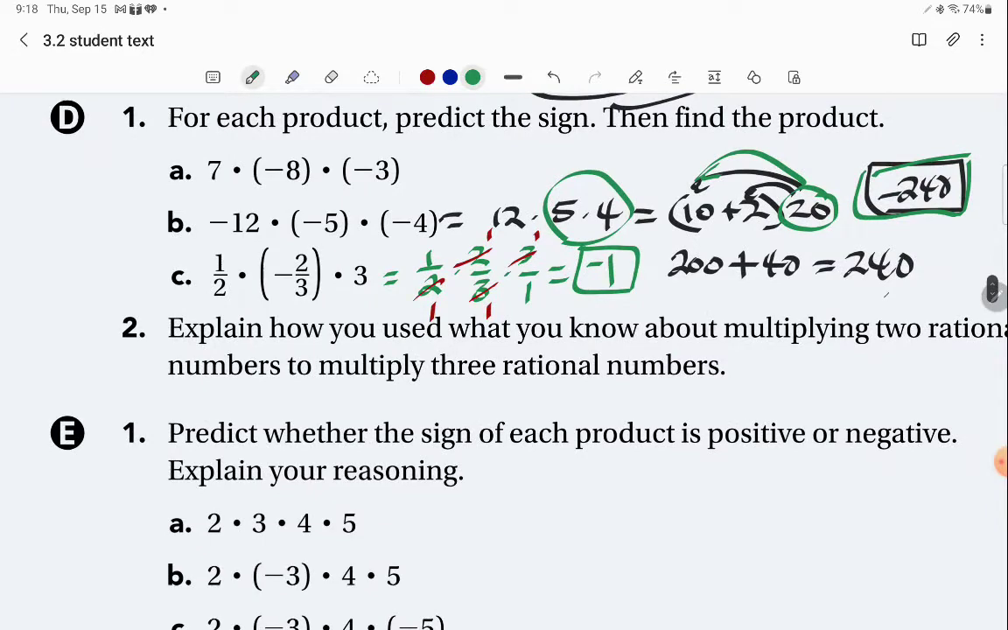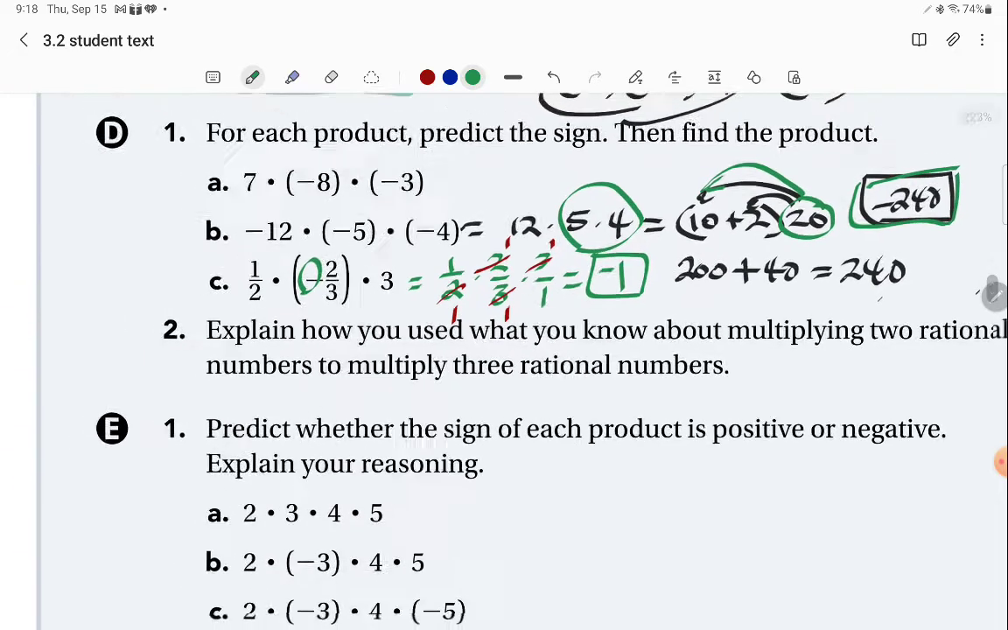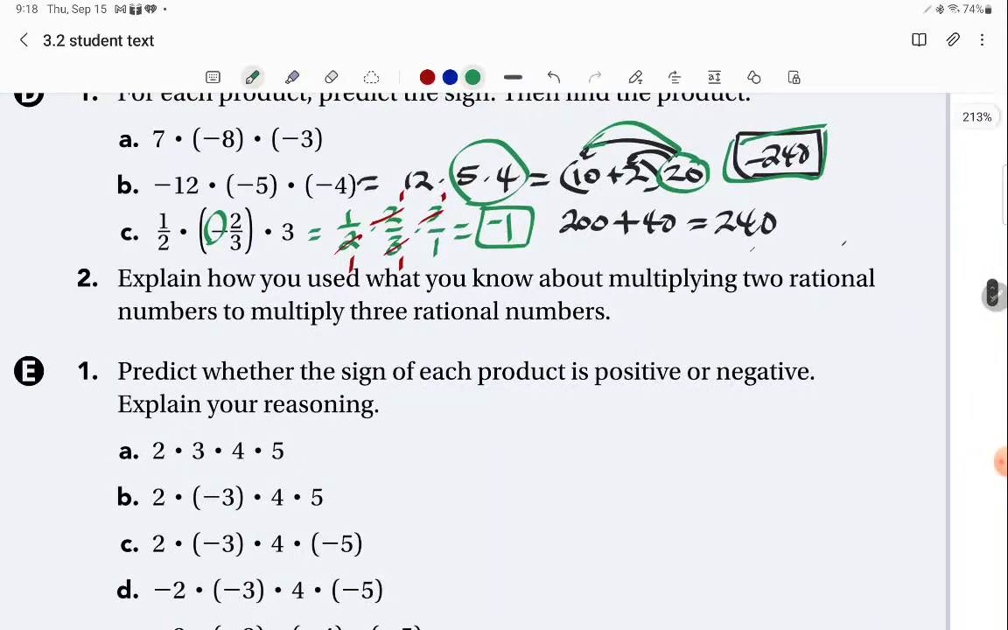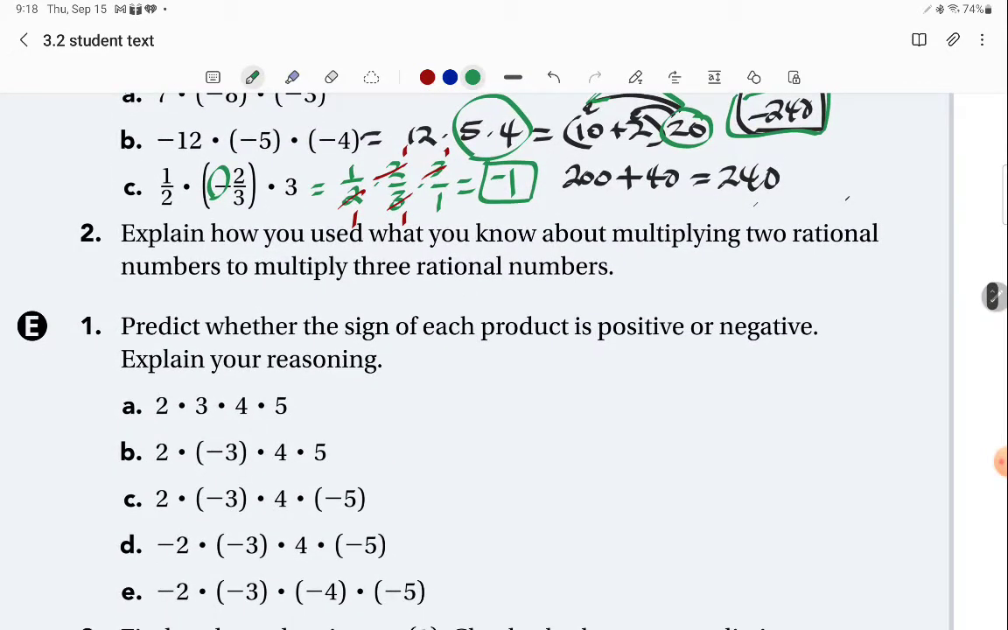Part C, you should have gotten -1 because when you write these things out, the 2's will cancel and the numerator and denominator will cancel to 1's. The 3's in the numerator and denominator will cancel to 1's. And so everything multiplies together to give you just 1. And since there's only 1 negative, our answer is going to be -1. We already answered number 2. So go ahead, take the time to answer that in your notes, and then move on to part E.